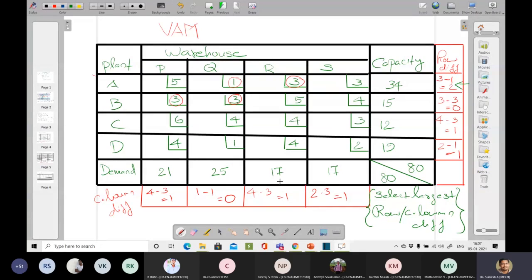Once you find the largest row or column difference, the next step is to select the lowest cost cell. Now, which is the lowest cost cell in that first row?